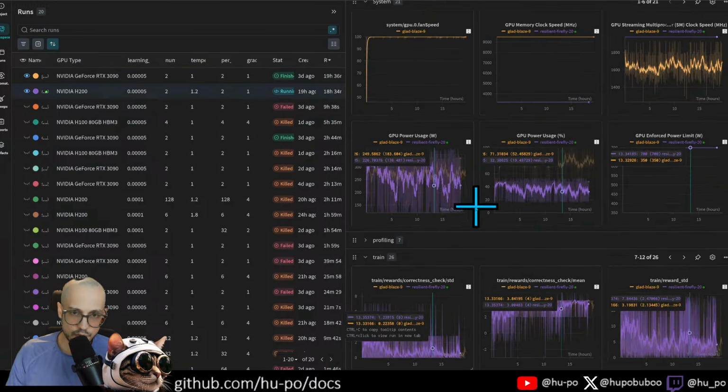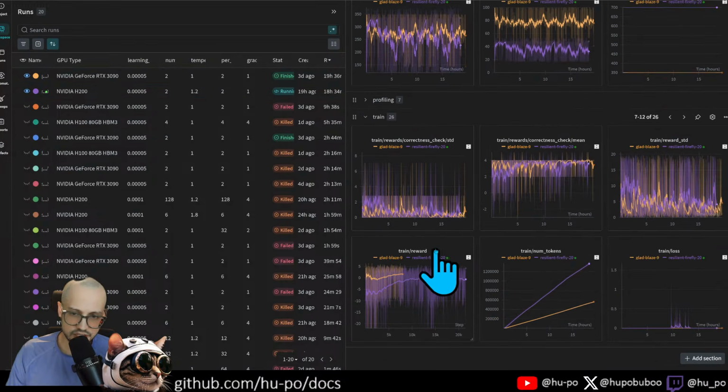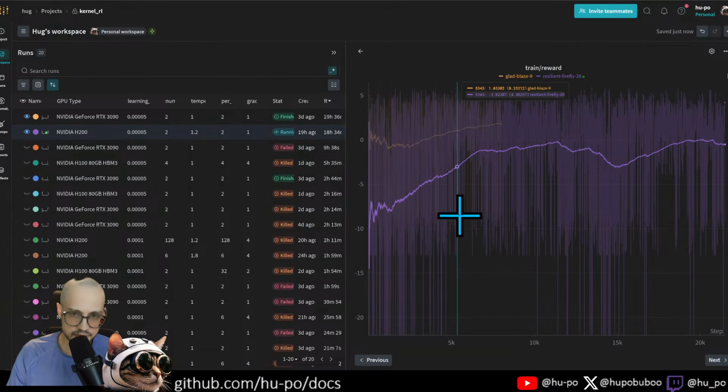One way to say the H200 is better is that the VRAM is bigger, which means we can make the batch sizes bigger on the generation. Another way the H200 is better than the 3090 is that the chips on there, those little streaming multiprocessors, are just faster. There's more of them, so the amount of compute it can do is more. So you can see in the same amount of time, it completed way more steps.